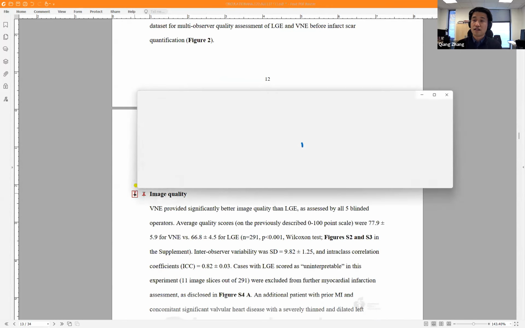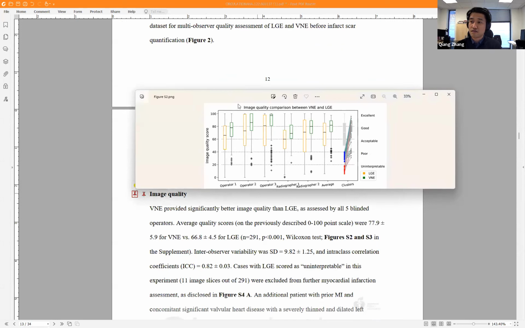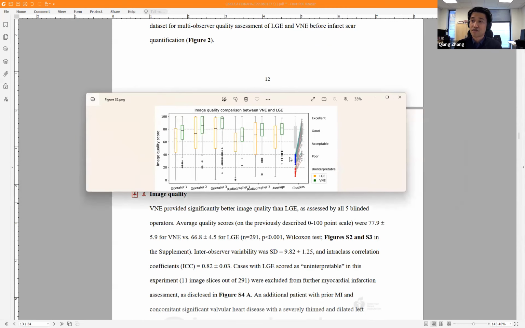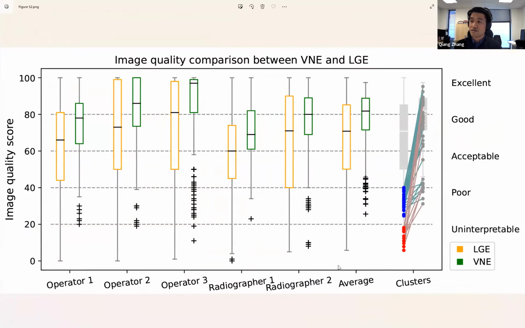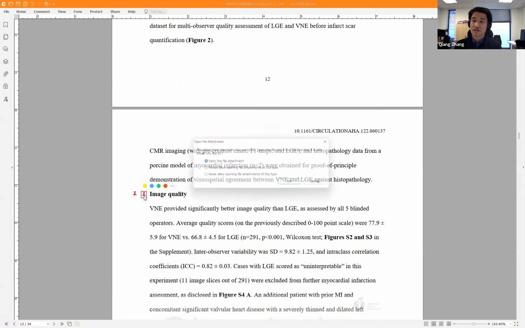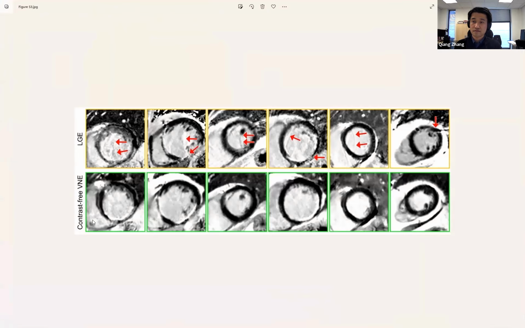And then for the image quality, we asked the 5 operators to score the LGE and the VNE image quality blindly, and the results showed that the VNE has significantly better image quality compared to the conventional LGE images as assessed by all 5 operators and their average score here. And here are a few examples demonstrating the better image quality for VNE.